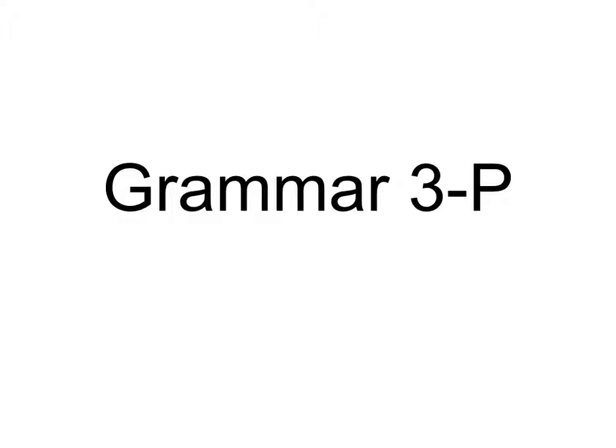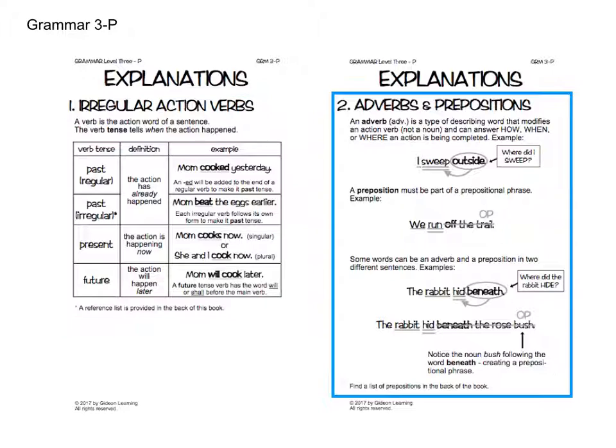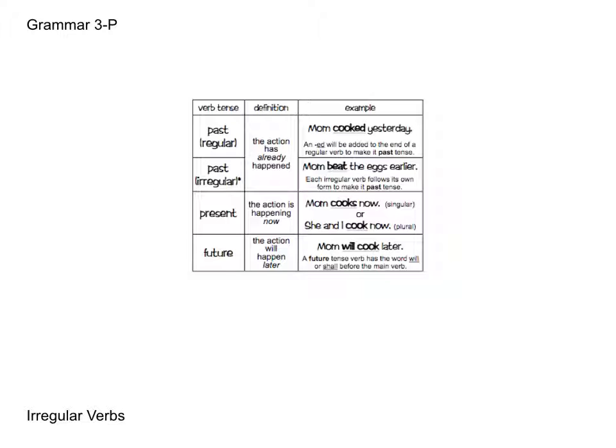Welcome to Grammar 3P. In this booklet, we'll be going over irregular action verbs, adverbs, and prepositions. So let's get into irregular verbs. We're going to look at the explanation page for this one. So here we have our little table of how to conjugate a verb.